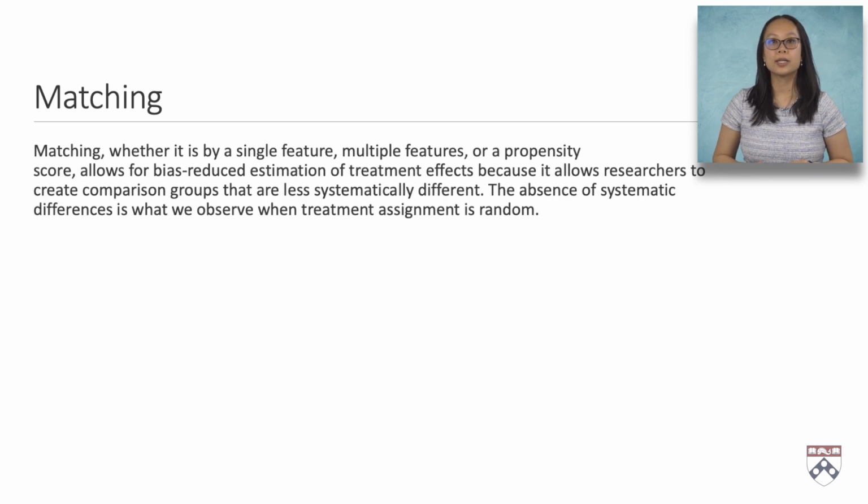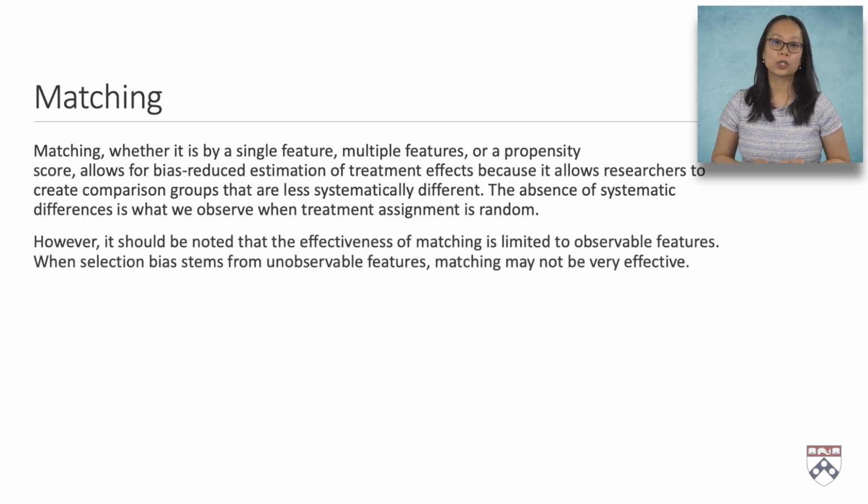Now, matching, whether it is by a single feature, multiple features, or propensity scores, allows for less biased estimation of the treatment effects because it allows researchers to create comparison groups that are less systematically different. And remember that the absence of systematic differences is what we observe when we have treatment assignment that is random. So here, matching is essentially trying to bring us back to the somewhat ideal case when we have treatment randomization by addressing the bias that is due to some of those, again, systematic differences.